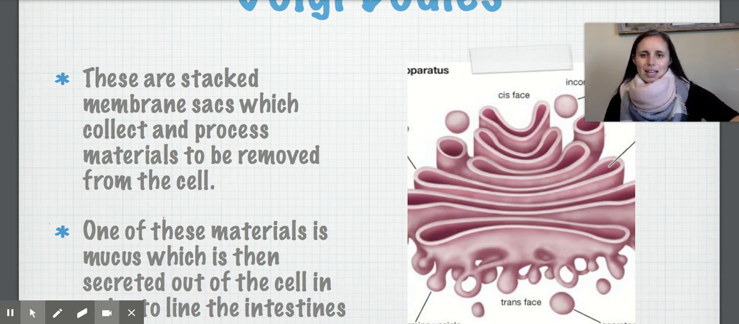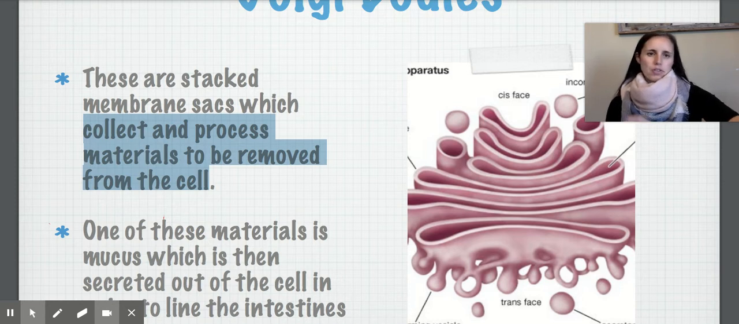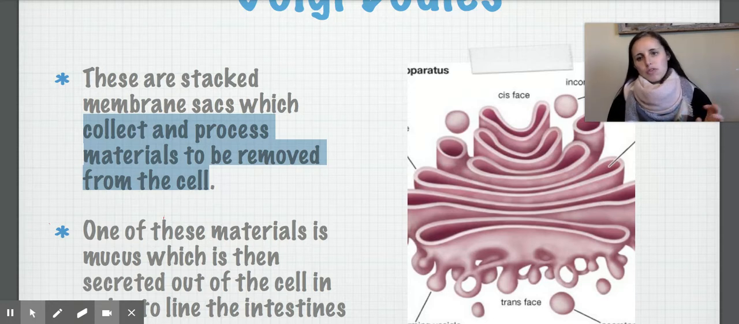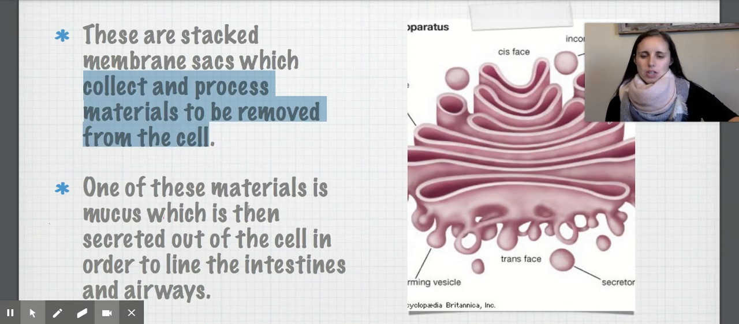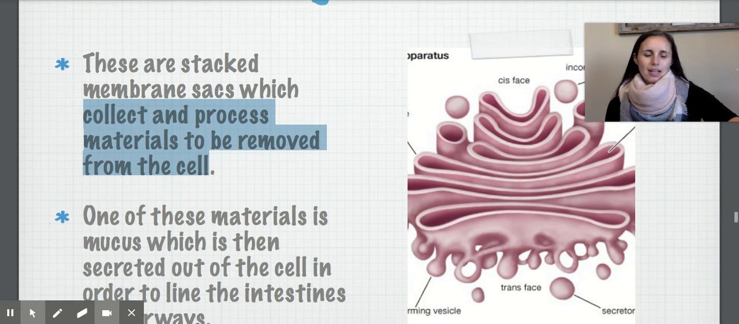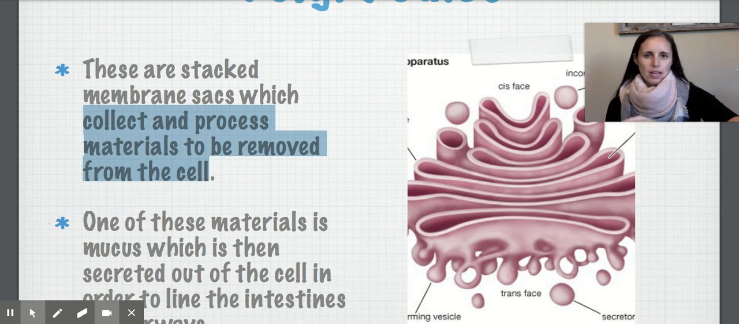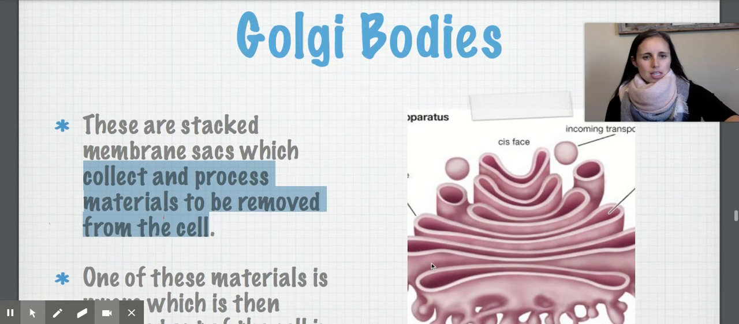What they do is they collect and process materials to be removed. So I always like to liken them to the post office. So they receive stuff from all over the cell, and they help to process and sort what needs to be moved and what needs to be actually removed from the cell. Once these materials are surrounded by mucus, they're actually secreted out of the cell and into somewhere on your body, your airways, your large intestine. So essentially these little membranes here, these little sacs, they'll actually pinch off. They're called vesicles, and they'll actually carry things out of the cell through the cell membrane.